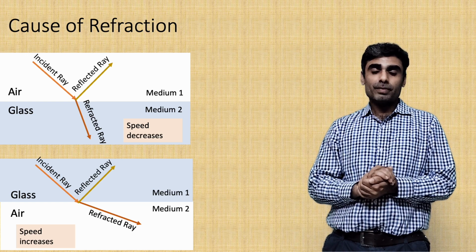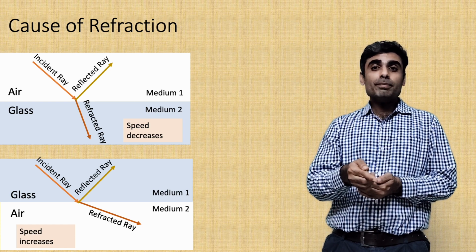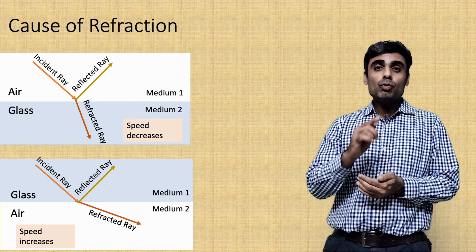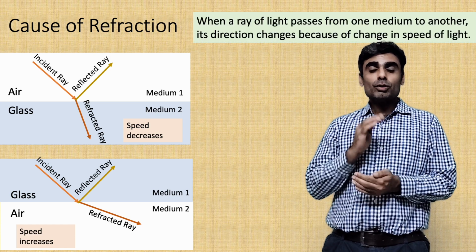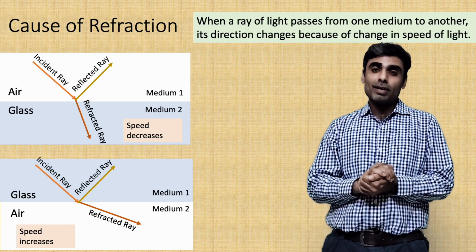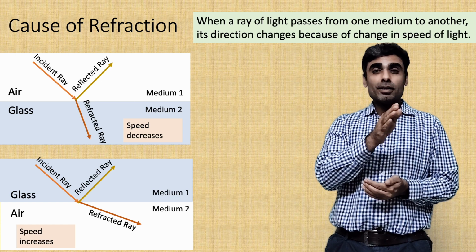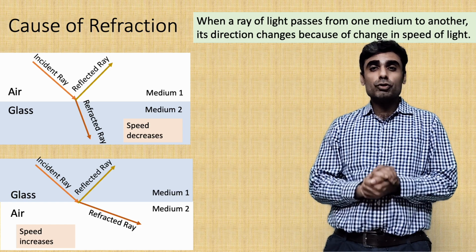In the first case, when the light moves towards a denser medium, its speed decreases. When light moves to a rarer medium, the speed will increase. So this change in speed of light as it moves from one transparent medium to another transparent medium is the principal cause of refraction.